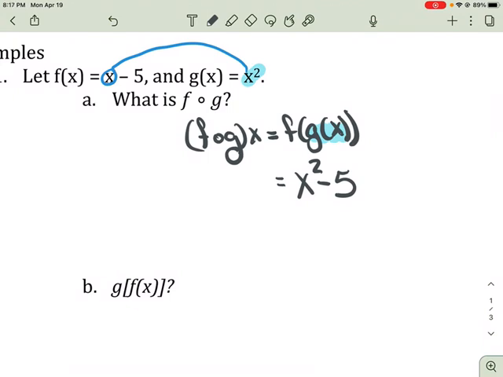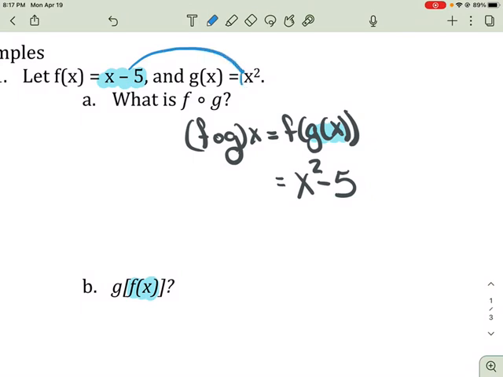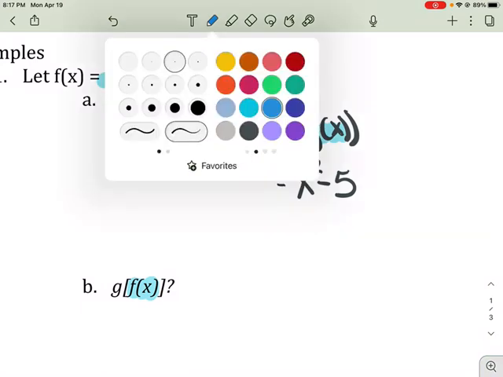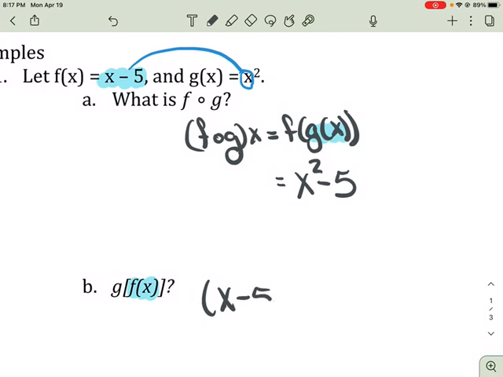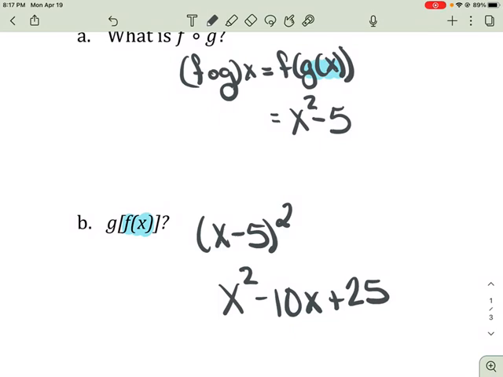All right, let's go the other way. This says g composed of f of x. So this means I'm starting with f of x, and I'm going to go to g, because f of x is the innermost one. I'm going to take this and come over here and replace the letter with x minus 5. So that means x minus 5 quantity squared. And then we're going to do the math, write it twice and multiply. We're going to get x squared minus 10x plus 25.